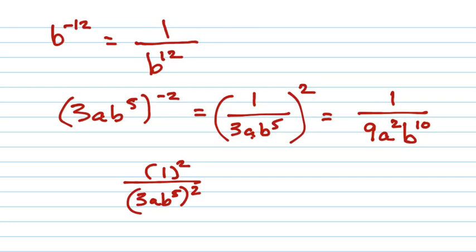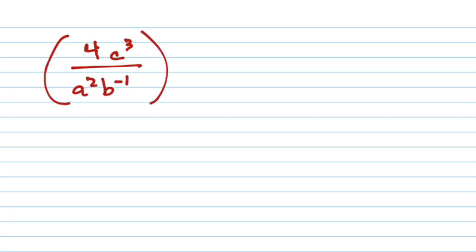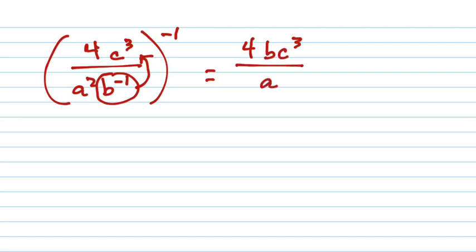How about number 12? You want to see that one? It's a fun one. 4c to the 3rd over a squared b to the negative 1, all raised to the negative 1 power. Okay? Where do I start? Inside. Is there something I can do inside? Yes. That negative 1 exponent could go up to the top. It becomes 4b c to the 3rd over a to the 2nd.